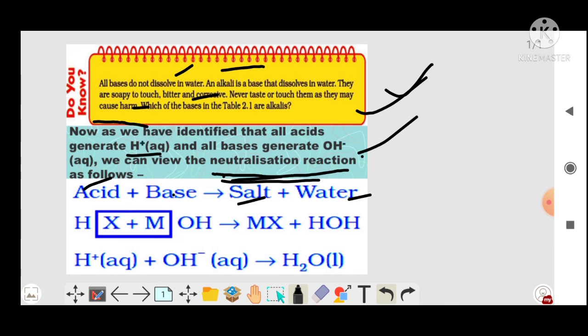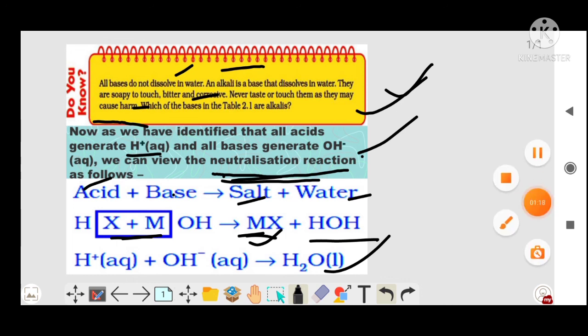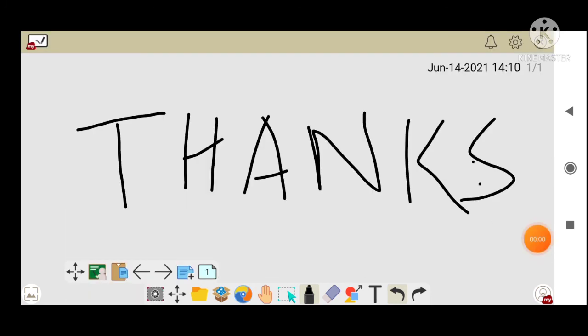यहाँ पे देखो XM and HOH, that means water. So वाटर प्रोड्यूस हुआ है एंड सॉल्ट प्रोड्यूस हुआ है. एसिड एंड बेस का जो रिएक्शन है इसको हम न्यूट्रलाइजेशन रिएक्शन कहते हैं. वो पिछले स्लाइड में, प्रीवियस स्लाइड में हम लोगों ने ये बात क्लियर किया है. ठीक है, न्यूट्रलाइज.